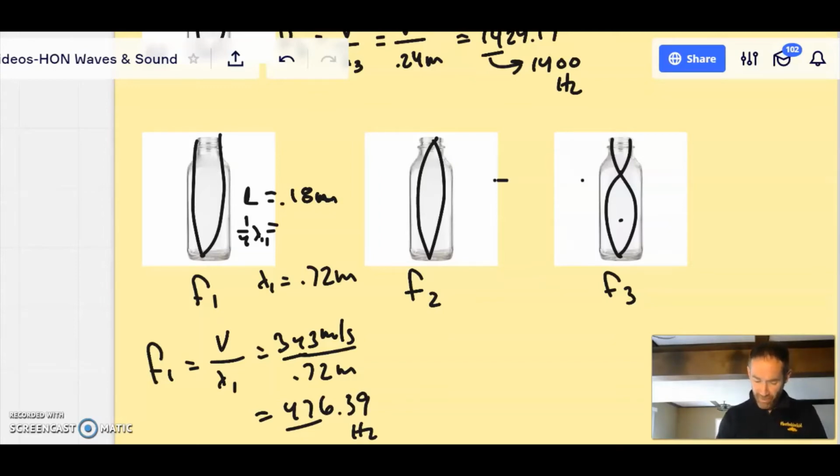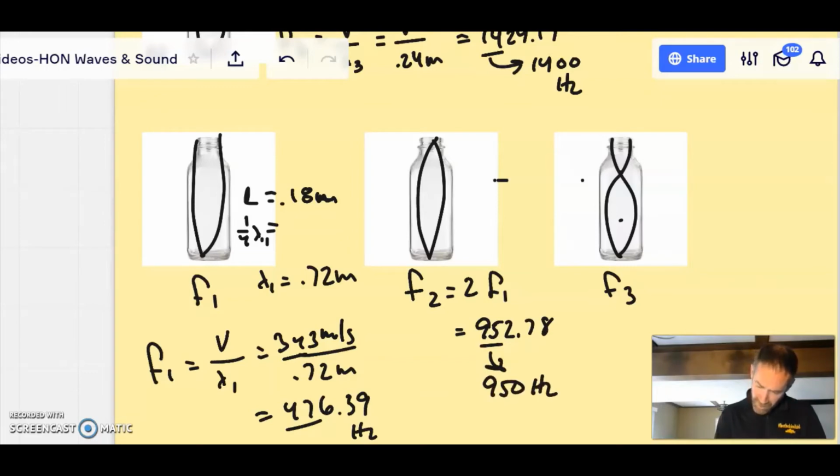Okay, now I could take that number and I could multiply it by 2 to get the second harmonic frequency. So frequency 2 is 2 times frequency 1, so 2 times that 476 would give you 952.78, and this one I'm not going to say any more about, so 950 hertz. And if I took this 476 fundamental frequency and I multiplied it by 3, I'd get that third harmonic. Now, you're going to get that same 1400 hertz that I got a second ago, but I just got it in a little bit different way.